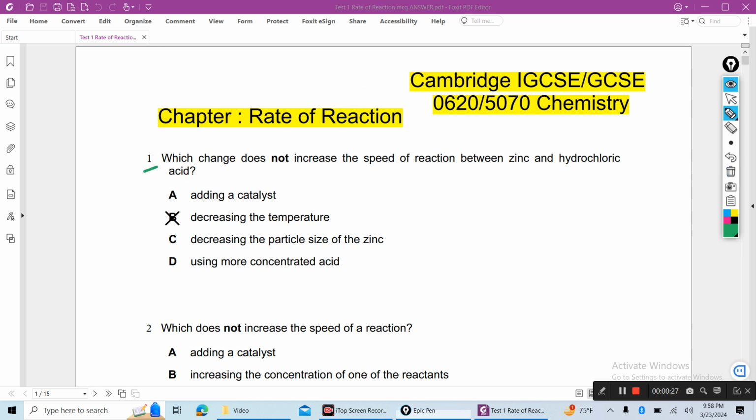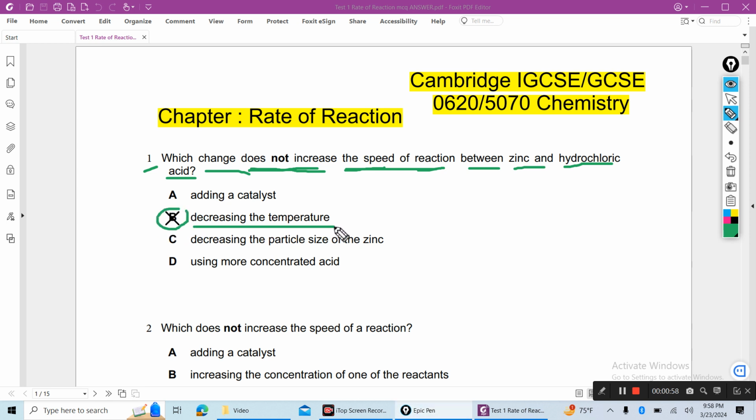Let's move. Number 1. Which change does not increase the speed of reaction, meaning rate of reaction? Which change does not increase the speed of reaction between zinc and hydrochloric acid? When you add zinc and hydrochloric acid, which change does not increase the speed of reaction? B is the answer.